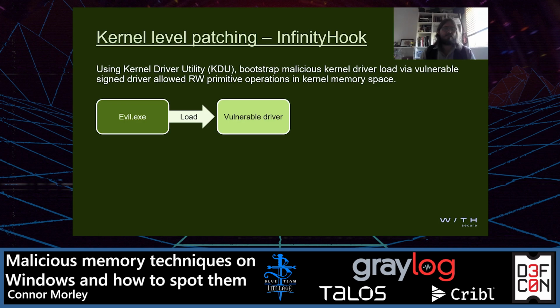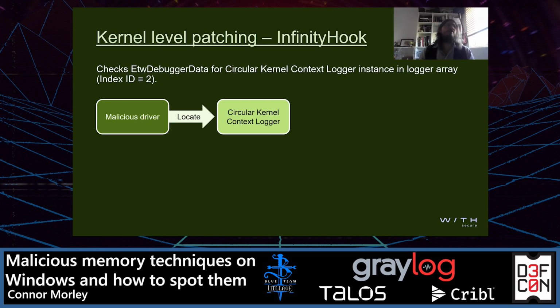So in this case, a malicious executable will load a vulnerable driver, and then by using the vulnerability with the associated CVEs which are available, it will write a malicious driver into kernel space and load it. Now, the malicious driver will then start to get to work. Using InfinityHook, the malicious kernel driver will check the ETW debugger data for the entry circular kernel context logger. Now, this is to do with an array of loggers which run within the kernel, and they all have different ID values. The circular logger has an index ID of 2.